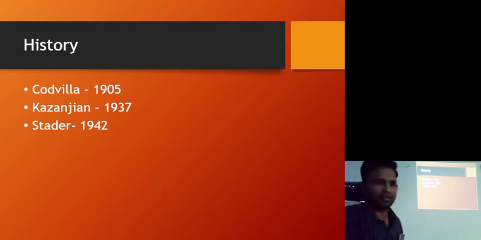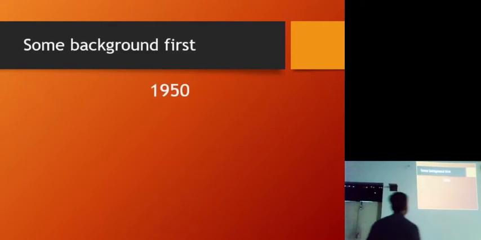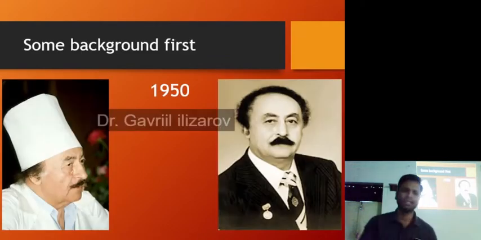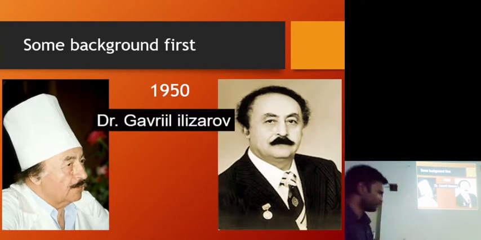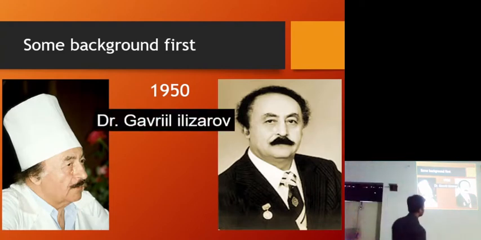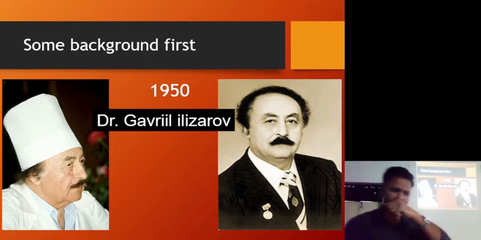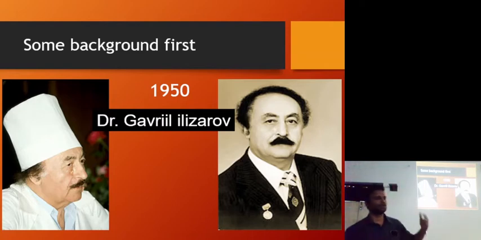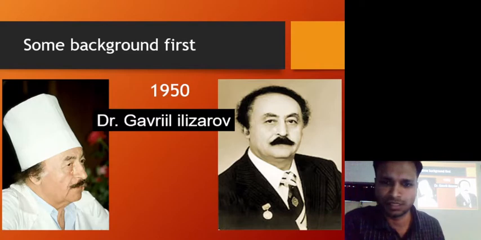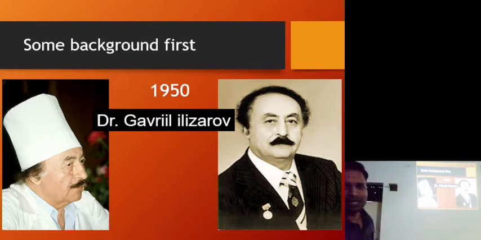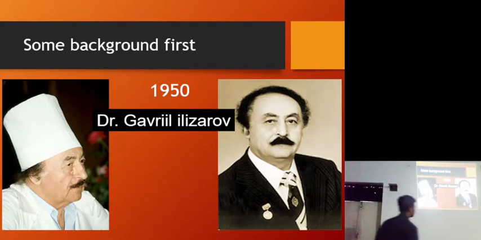So in the year 1950, a Russian orthopedic surgeon called Gavriil Ilizarov performed multiple studies, performed different surgeries, and he gave a fixed set of rules, okay. And these rules have been followed till date, and the success rate is very high in these cases. So what did he say? He said that first of all, we need to maintain as much blood supply to the bone as possible.